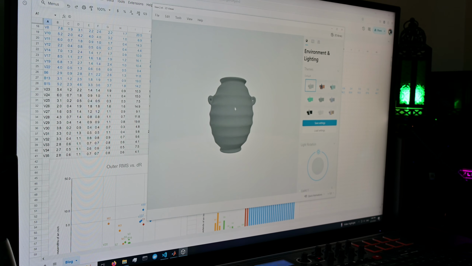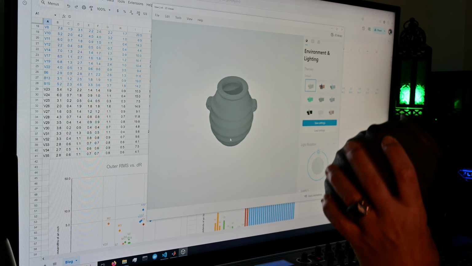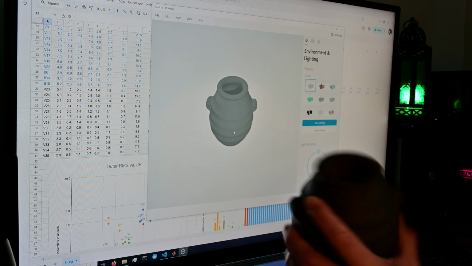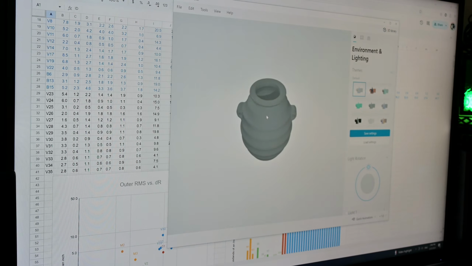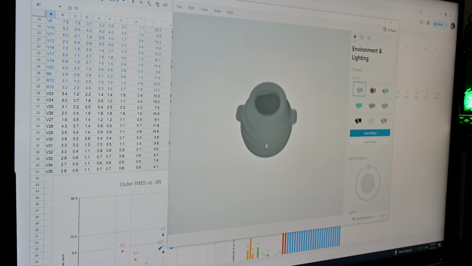So here we see a CAT scan image of this particular vase from Beall's collection. So this is an STL file, and it's a very high resolution 3D model of the vase. And we can see both inner and outer surfaces in vivid detail.